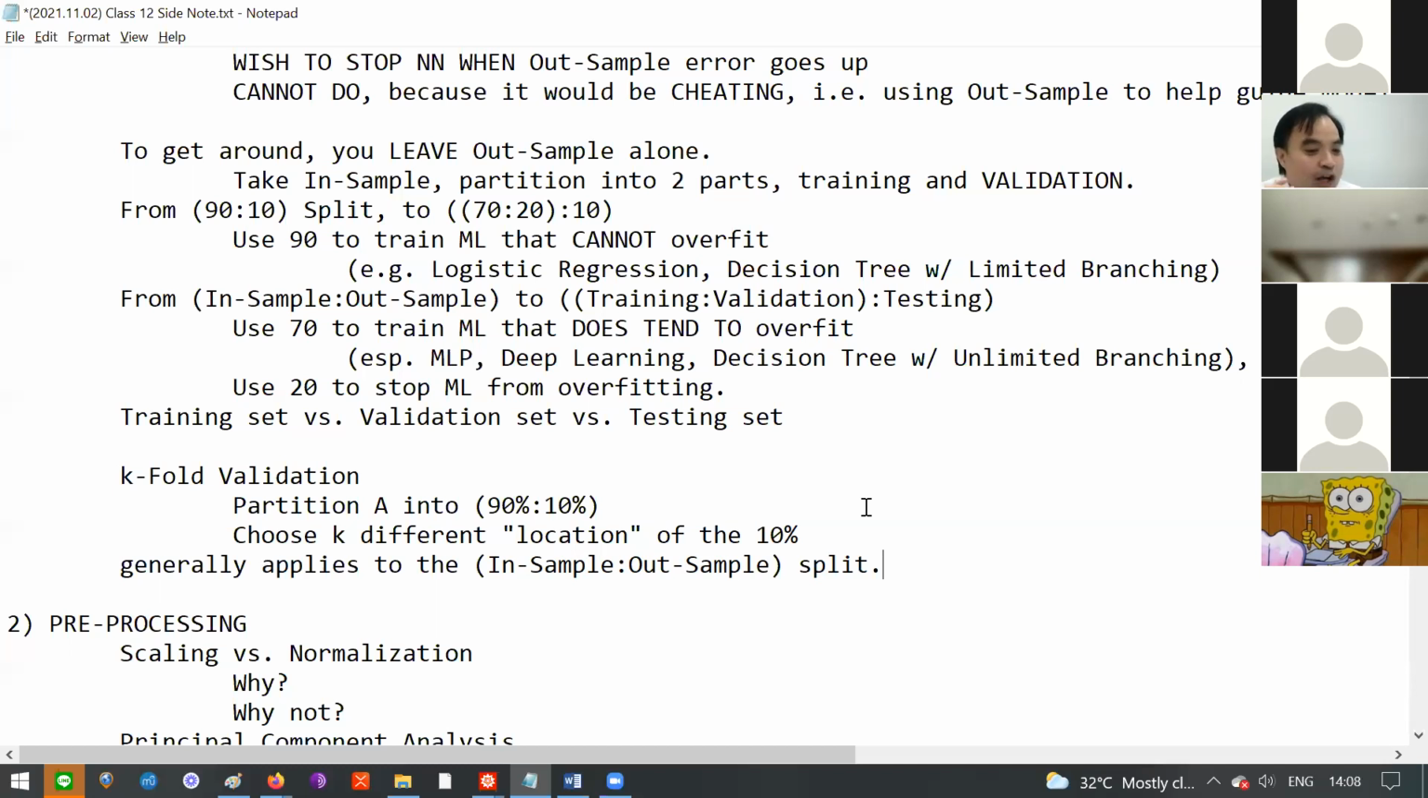Now, you can also do this K-fold thing between training and validation. You can do that as well, and people do that for a very strenuous analysis. But at the very minimum, K-fold validation is not a split between training and validation, but a split between in-sample versus out-sample, generally.